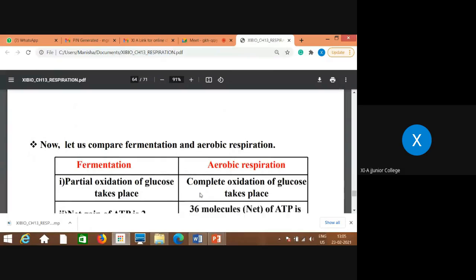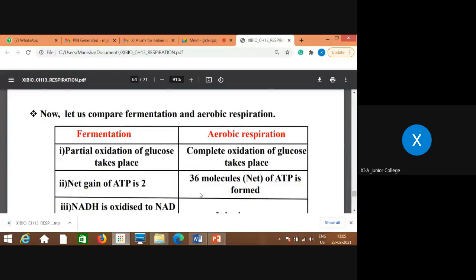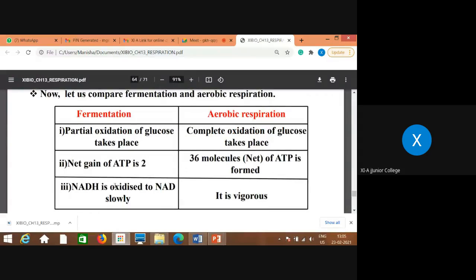Now we will see what the difference is between fermentation and aerobic respiration. First, fermentation is partial oxidation of the glucose molecule, whereas aerobic respiration means complete oxidation of the glucose molecule. Then the net gain of ATP in fermentation is only 2, whereas in case of aerobic respiration it is 38.